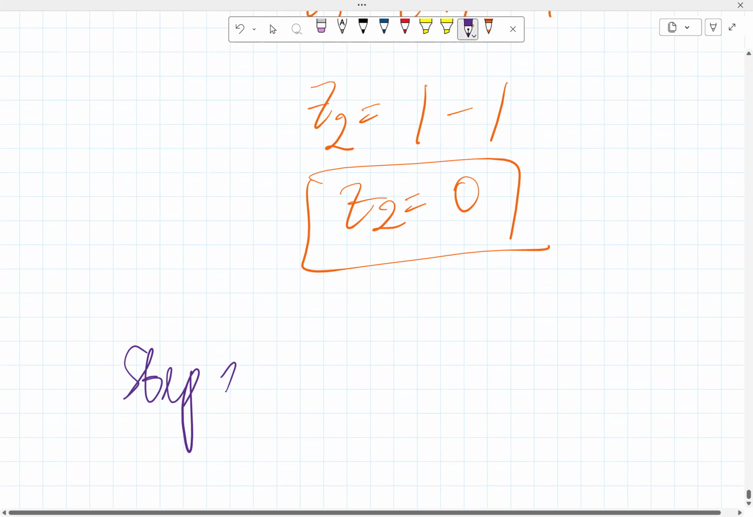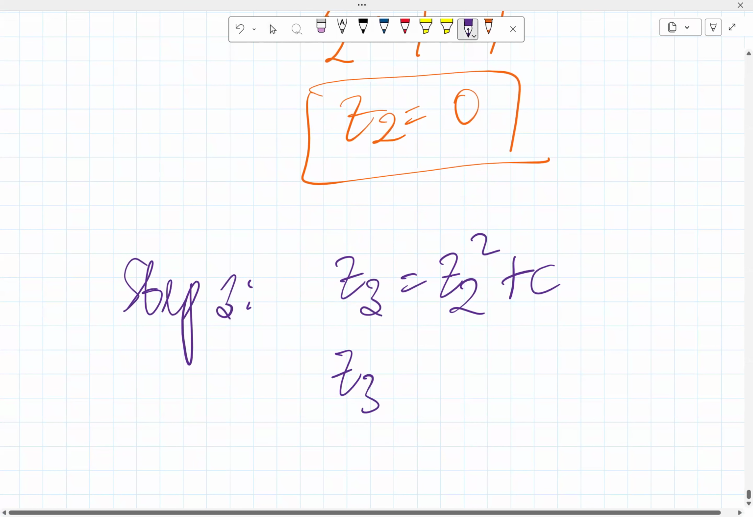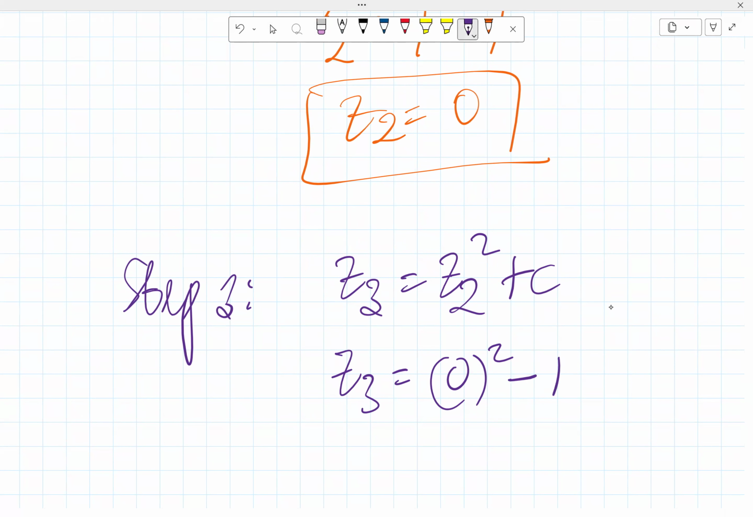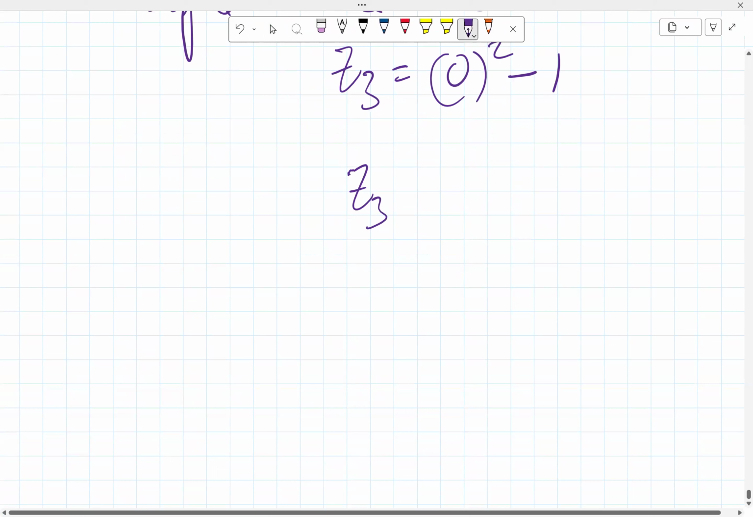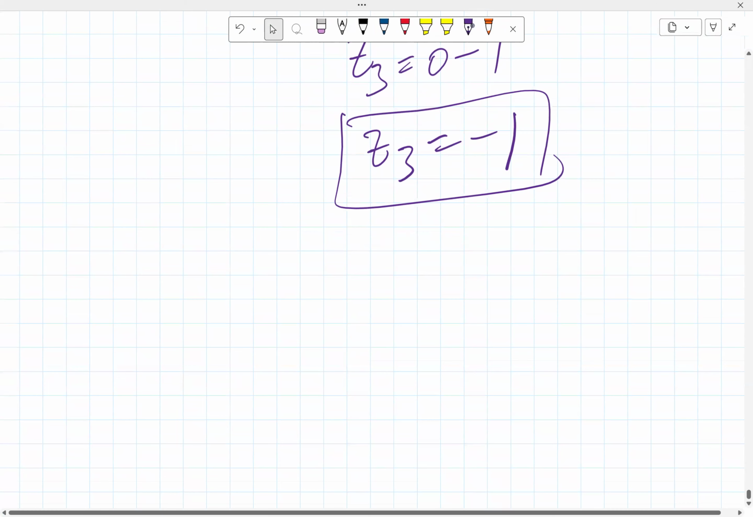For step 3, we have Z3 equals Z2 squared plus C. So Z2 squared is 0 squared, C is minus 1, and then Z3 equals 0 minus 1. And Z3 is equal to minus 1. So we have that value going up and down like that. Okay, to suit our conscience, we still go for step 4.